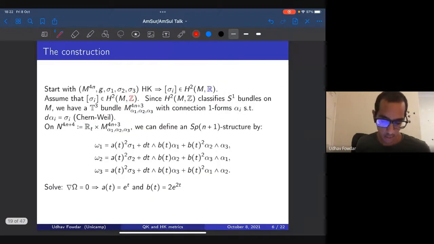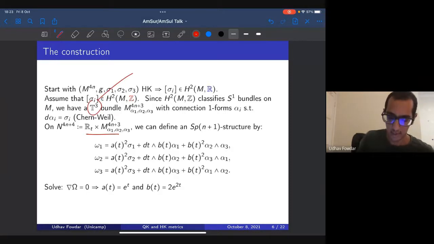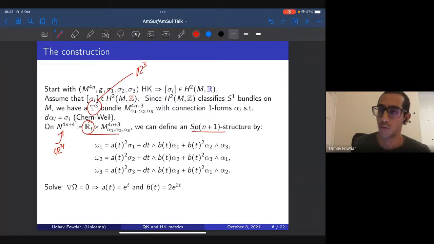Now, what I can do is take the product with an R factor. Now I have essentially a rank 4 vector bundle, because if you just take the universal cover of this, you get R3, and then I'm crossing that with an R factor. So essentially this is an R4 bundle, a rank 4 vector bundle over a hyperKähler manifold. And this space naturally has an SPN plus 1 structure that you can define just the same way Swann does.